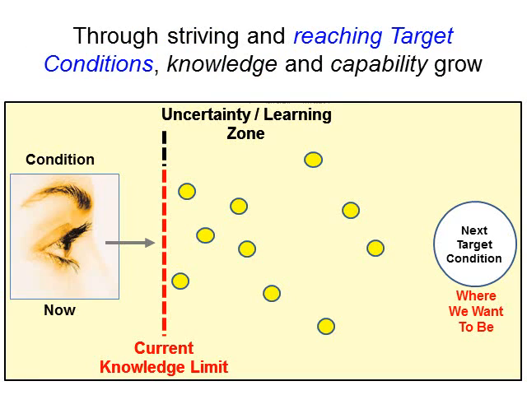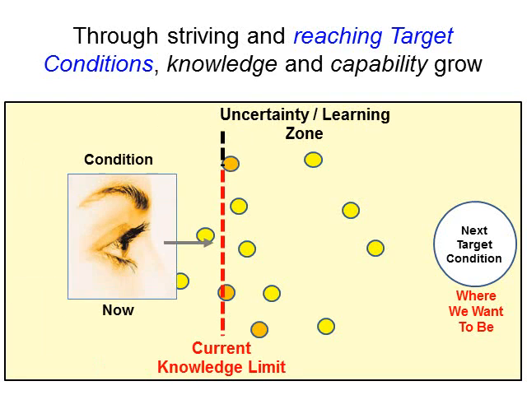We start by seeing our next target condition and issues beyond our current knowledge limit. We move into the uncertainty learning zone, identify the first issue that is an obstacle to achieving our target condition, and apply PDCA, 1 or more cycles until obstacle A is removed. Once obstacle A is removed, our current knowledge limit moves forward, as does our condition now. The uncertainty learning zone shrinks. Why? Because we have learnt, we have gained knowledge.